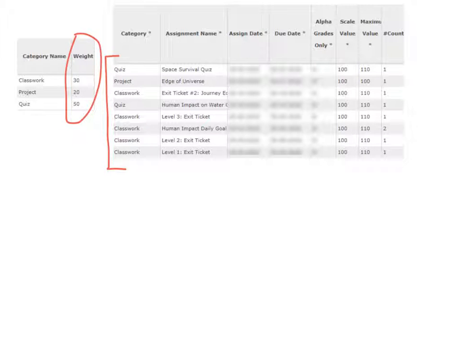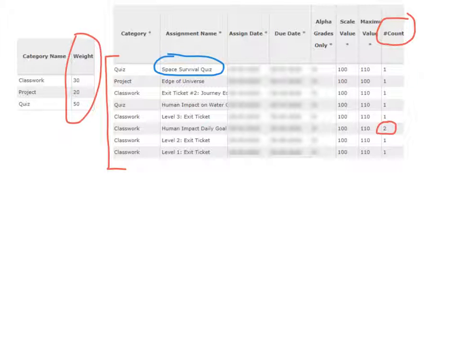Now, one thing I want to point out here is this number count becomes very important, because look right here, this assignment counts twice, and we'll address that as we go. So let's take a look at the first thing here. Let's look at the space survival quiz.